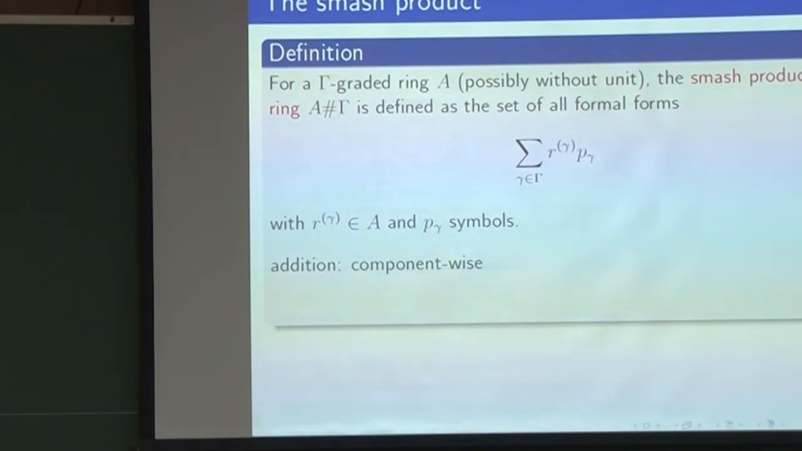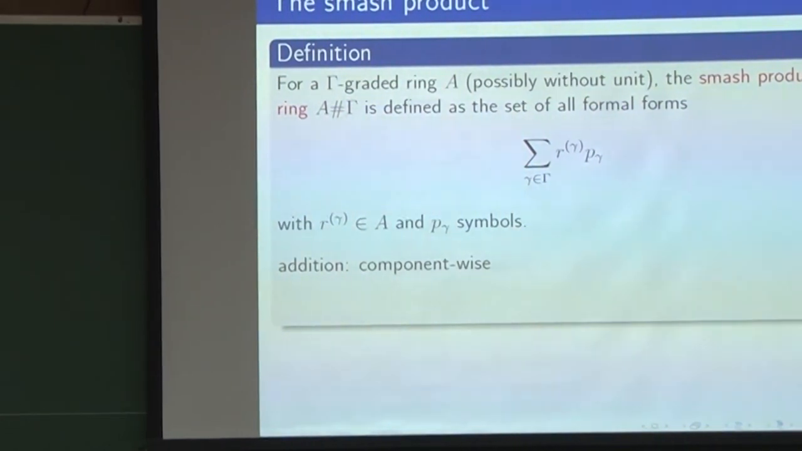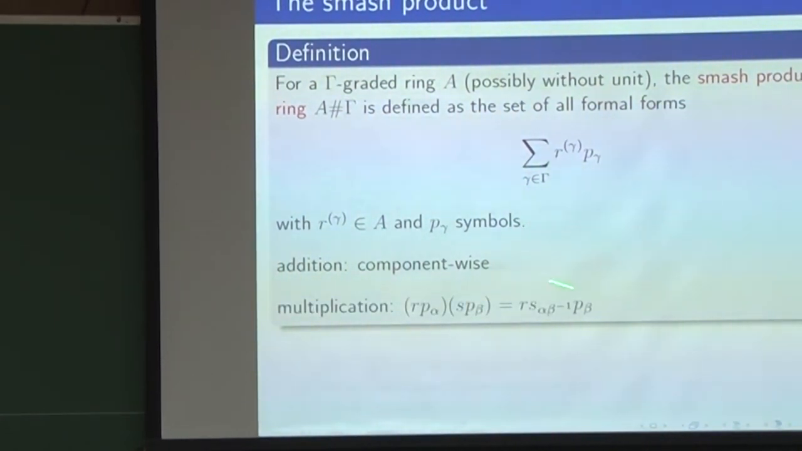So addition for this ring is component-wise. Multiplication is given by this rule. So let us take two elements. One is r p alpha, where alpha is an element in this group gamma and r is an element in the graded ring A. The other is s p beta, where s is an element in the graded ring A and beta is an element in gamma. So we take these elements, and the multiplication is given by this.